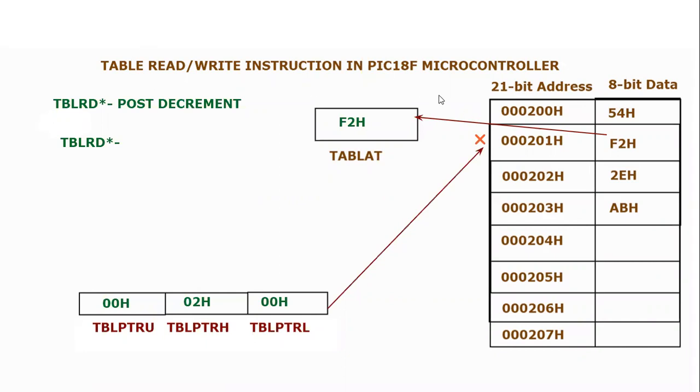Let me highlight it again. So now this address is being pointed to. Whenever you use the table read instruction the next time, this address will be read. That means 54 hex will be read into the table latch register if you are going to read the table next time.